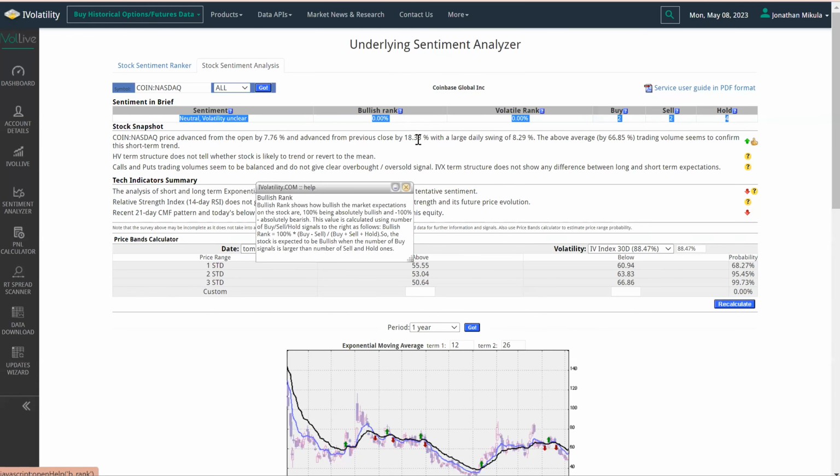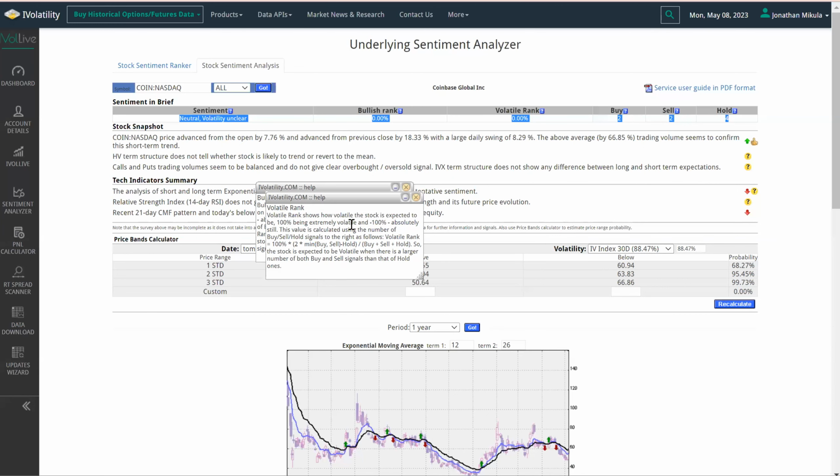The bullish rank: here, if it was 100%, it'd be absolutely bullish, and minus 100% would be absolutely bearish. So if you saw those readings of 100% or minus 100%, you would know you can maybe do a reversion to the mean trade. Hey, this is at an extreme, it's inevitable that it's going to come back down. Volatile rank is similar. If the volatile rank showed 100%, that would mean extremely volatile, and minus 100% would be absolutely still. So those are your legends there.